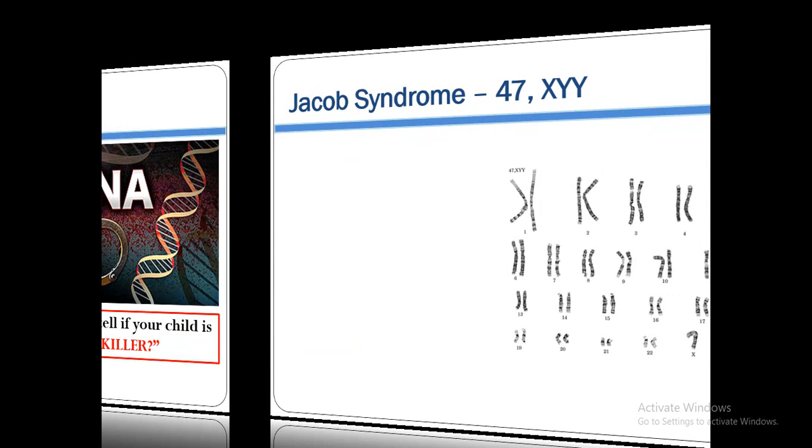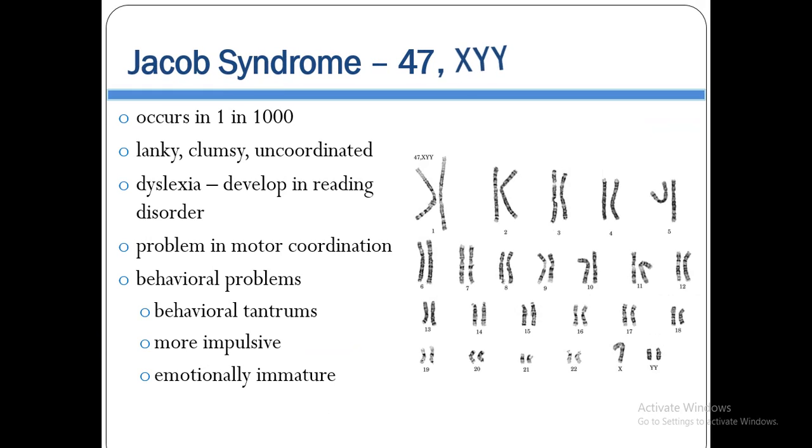It occurs in 1 over 1,000 infants. They are basically lanky, clumsy, and uncoordinated individuals. They have problems with their motor coordination. They could also have dyslexia, and they have behavioral problems such as tantrums. They are more impulsive than a regular adult, and they are emotionally immature. These behavioral problems lead them to sometimes commit antisocial crimes.